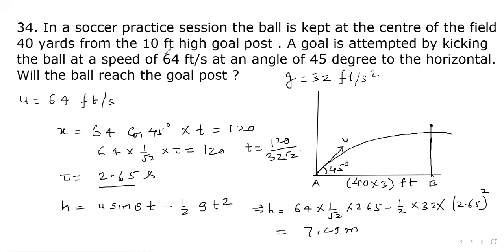Sorry, 7.49 feet. And this pole BC is 10 feet high in our question. So this height is only 7.49. So the ball will reach up to here. It will not reach the goal post.